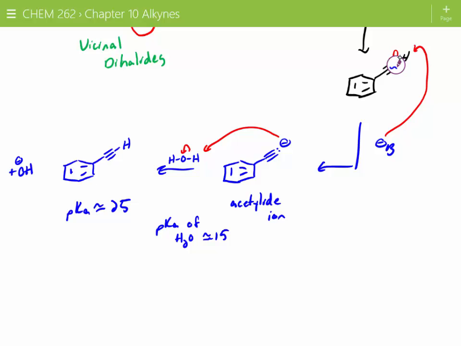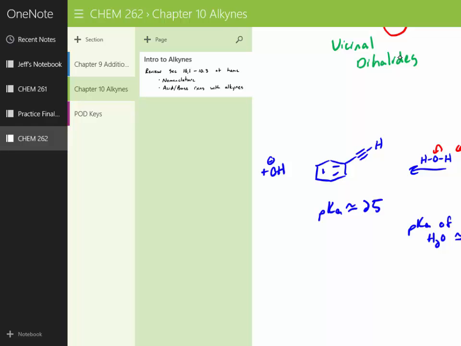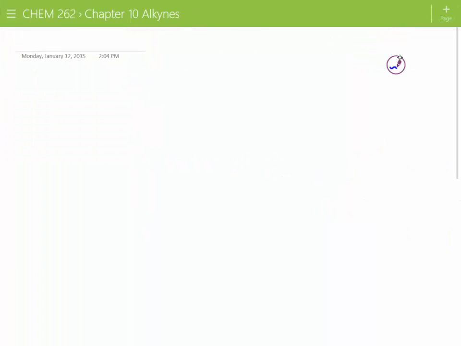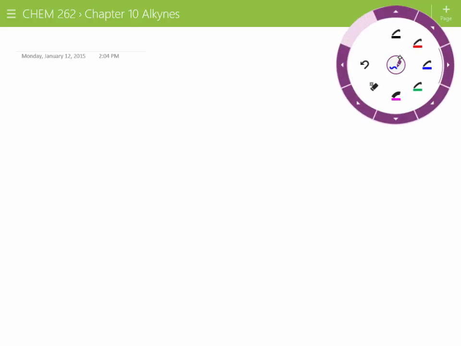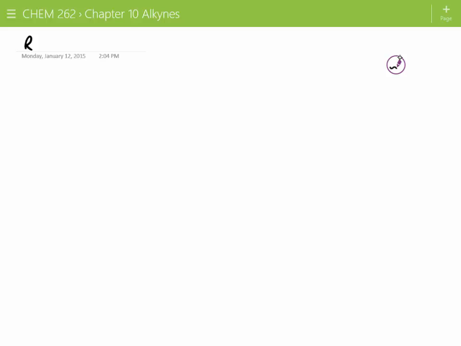All right, so let's get a little bit into the reactions of alkynes. The good thing is chapter 9 already showed us a lot of these reactions in their most basic parts. So the first one will look very familiar to you. Let's talk about the reduction of alkynes.